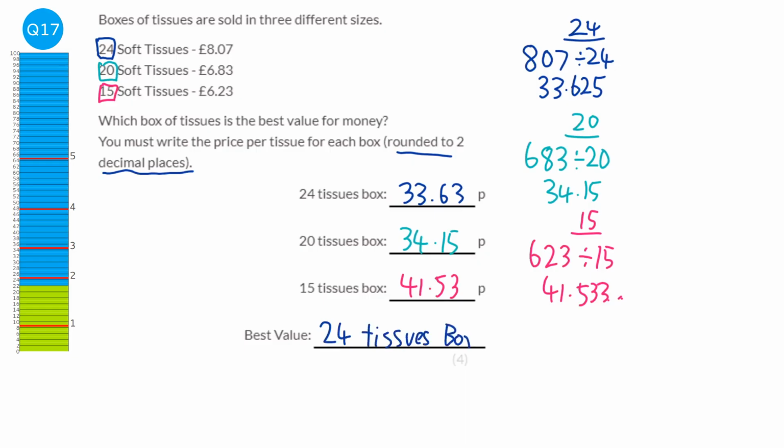box. Now, there's such a thing as buying in bulk. Generally, the more you buy of something, the cheaper it is. Don't rely on that, both in the GCSE exam and in real life. Sometimes in real life, if you buy more of an item, actually per tissue it becomes more expensive, especially if there's a special offer on the smaller box.